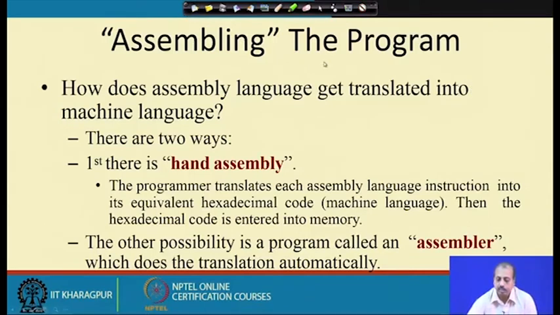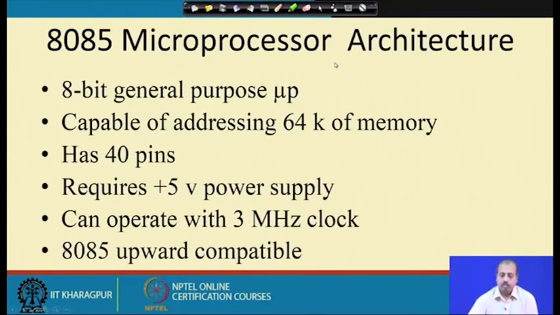Next, we will be looking into the 8085 microprocessor architecture. These assemblers are targeted to different processors. If you are looking for 8085, we will target it to 8085. Otherwise, you can tell it that it is for other processors, and it will do it accordingly.